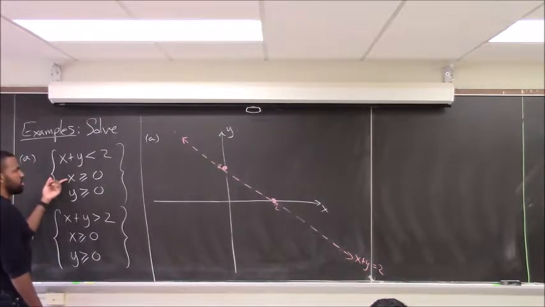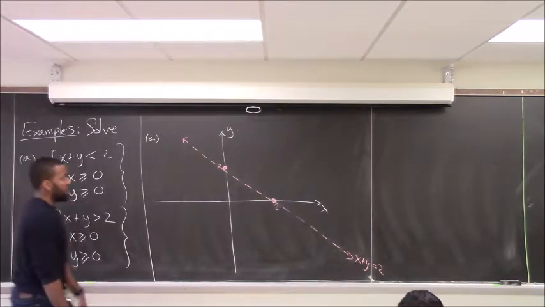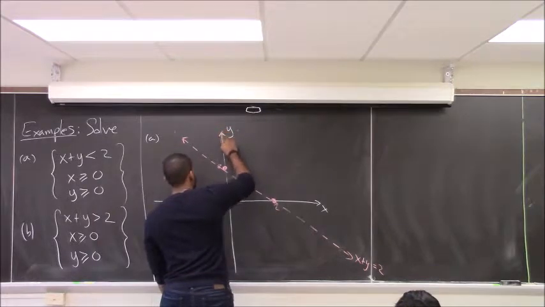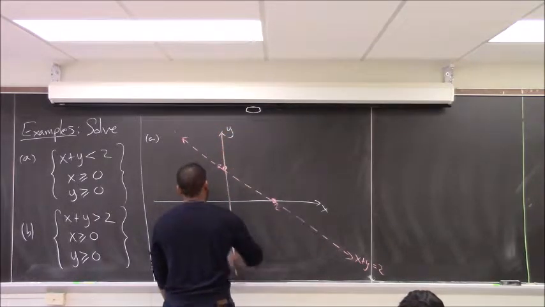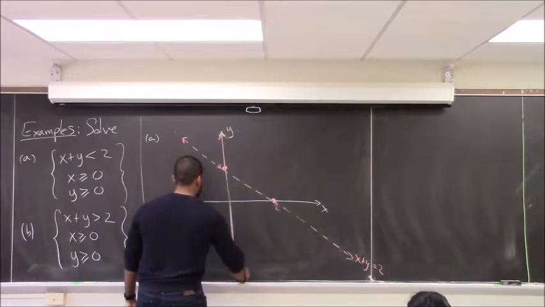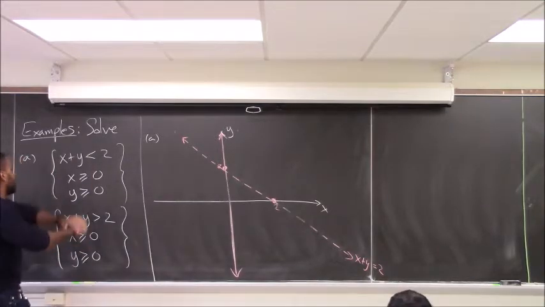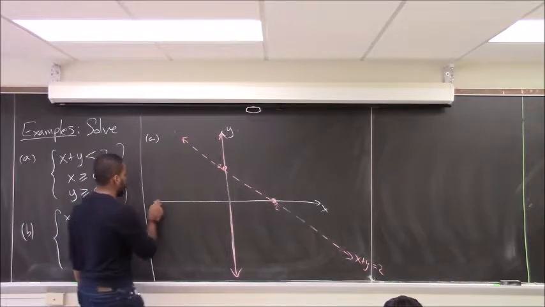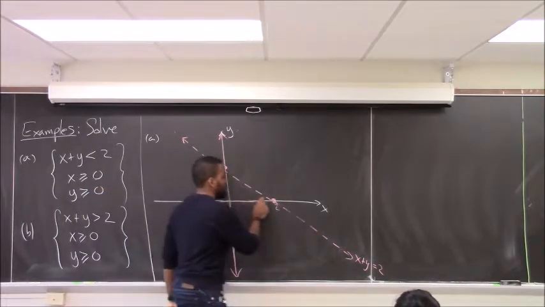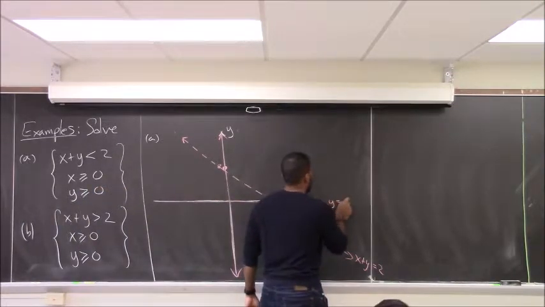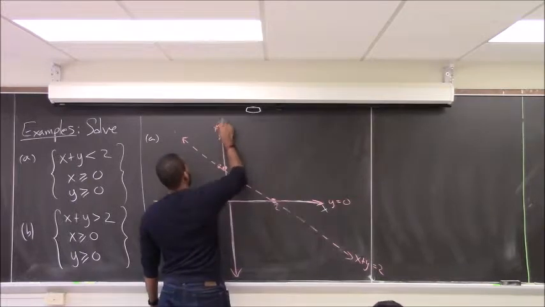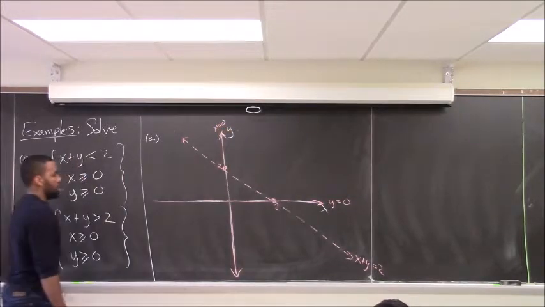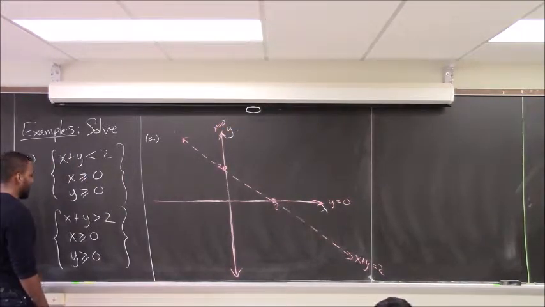Then x equals 0, well, that's just the y-axis, right? So it's right on top of the y-axis here. That's another one. And y equals 0 is the x-axis. So that's y equals 0 and x equals 0. And now I can go and shade the solution region.